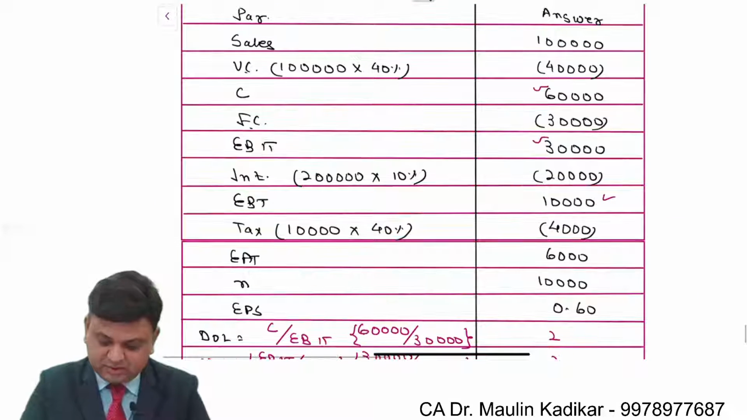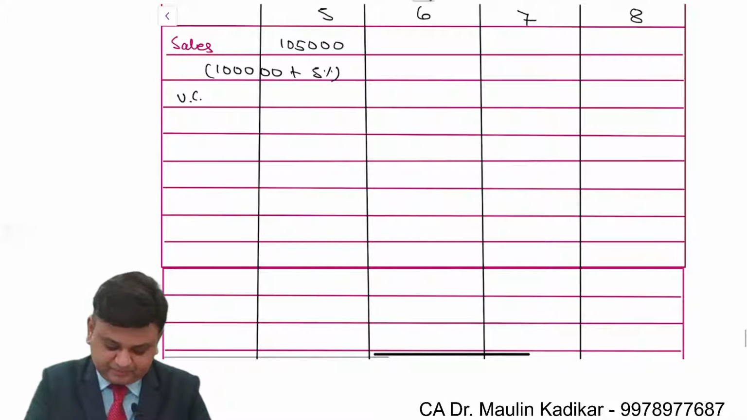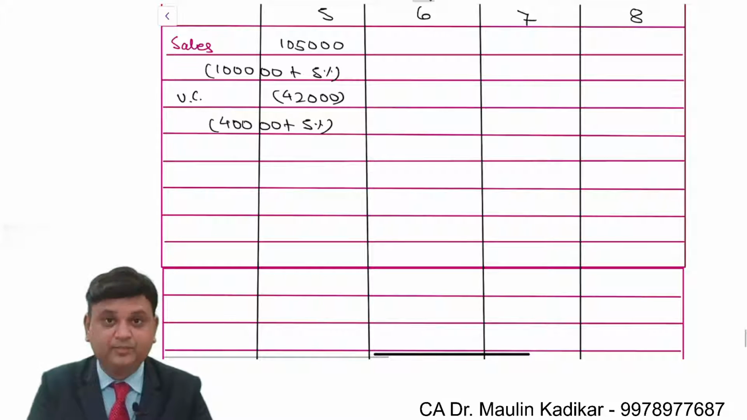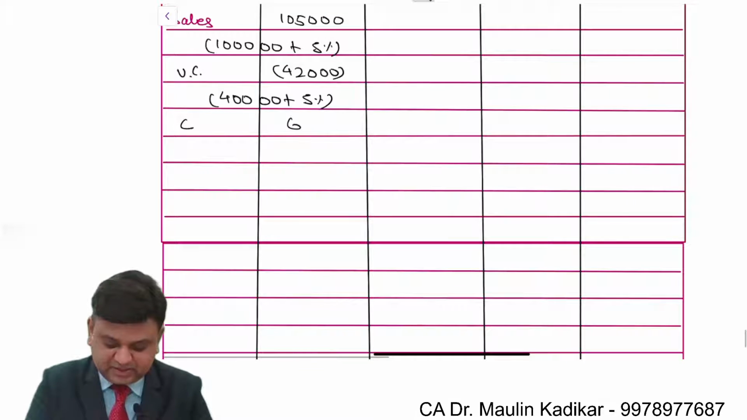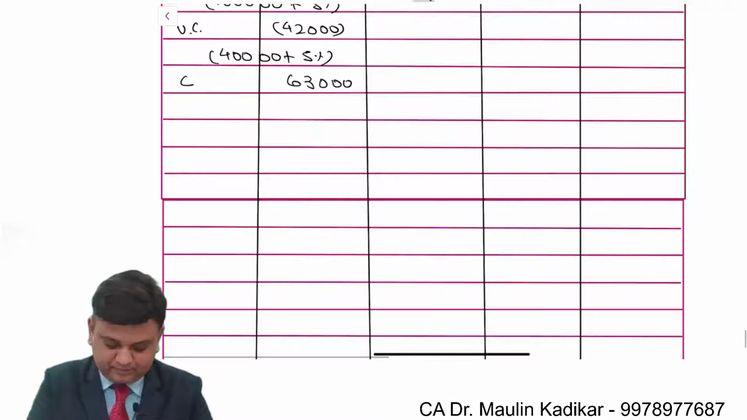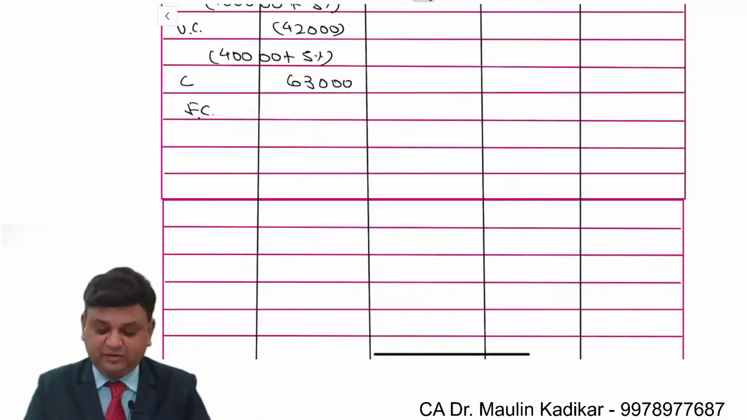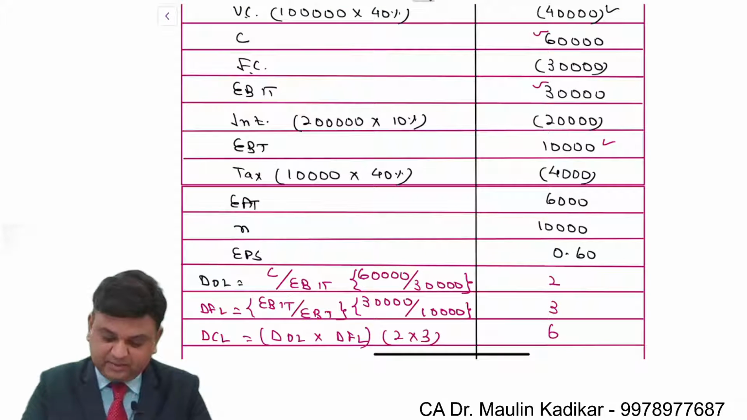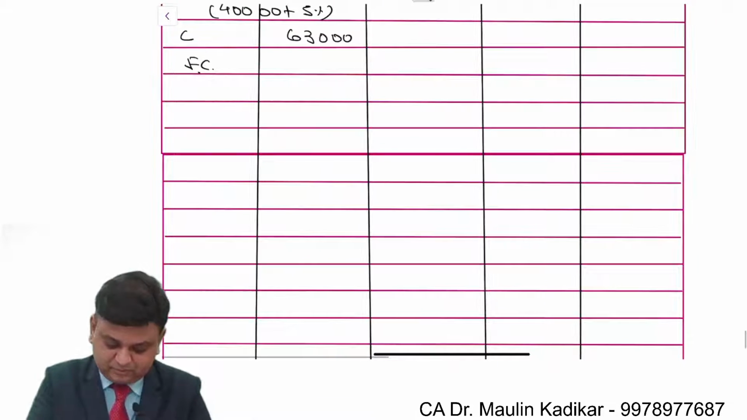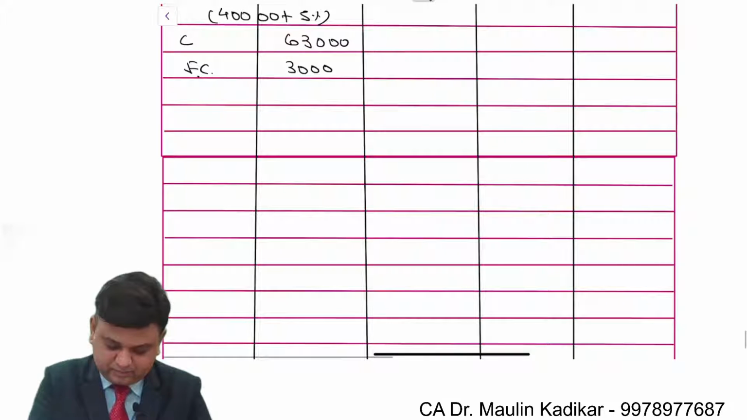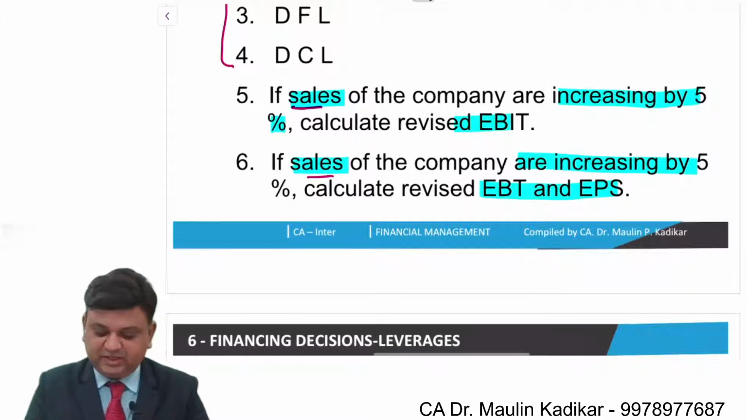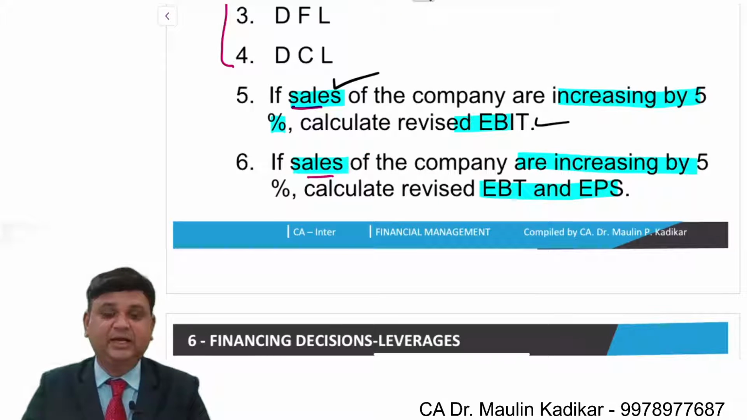Variable cost, it is 40,000 plus 5%. That comes to 42,000. Difference of both of them is contribution, 63,000. The amount of the fixed cost is going to remain same. The amount of the fixed cost is 30,000. So EBIT is 33,000. So question number 5 is completed, wherein the question says that the sales increases, calculate the revised EBIT.